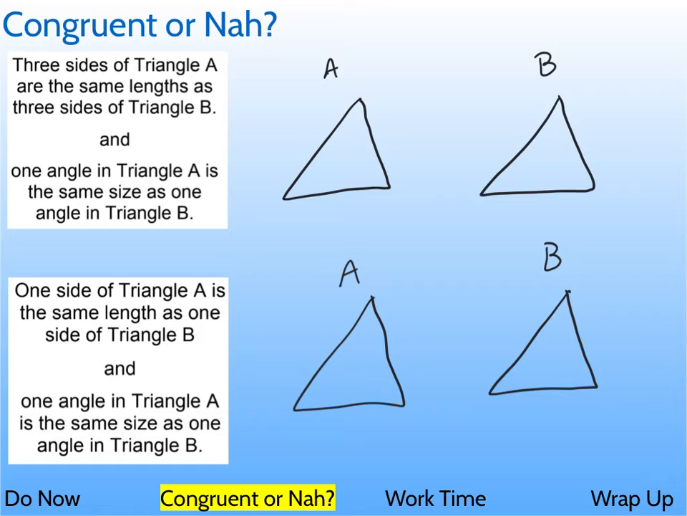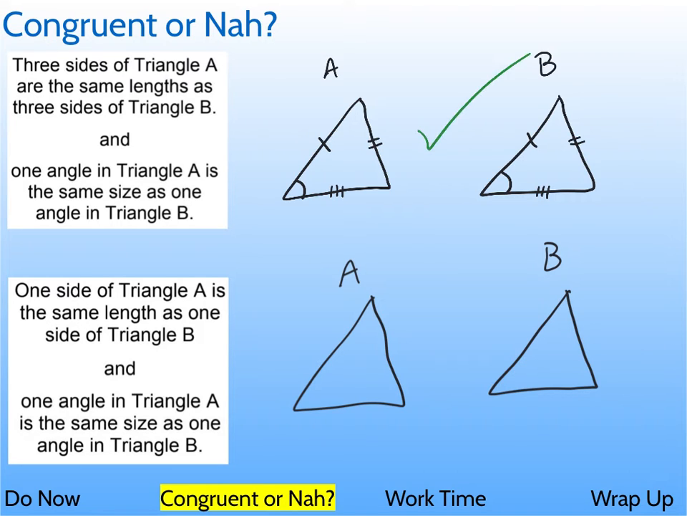So, the first one says 3 sides of triangle A are the same lengths as 3 sides of triangle B. Let's label that. So we have this, same as this. This is the same as this, and this is the same as this. Also, it says one angle in triangle A is the same size as one angle in triangle B. So I'll pick this angle to be the same as this angle. So, if we look at this, are these triangles congruent or not?